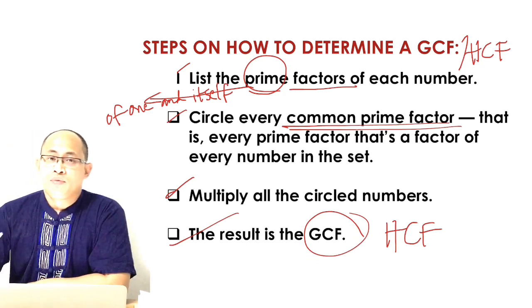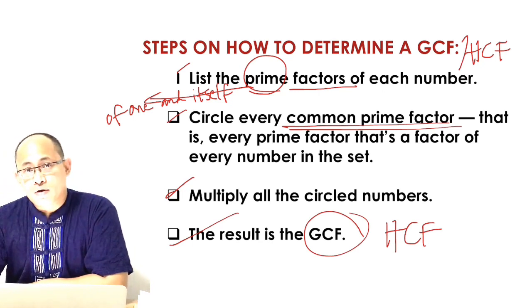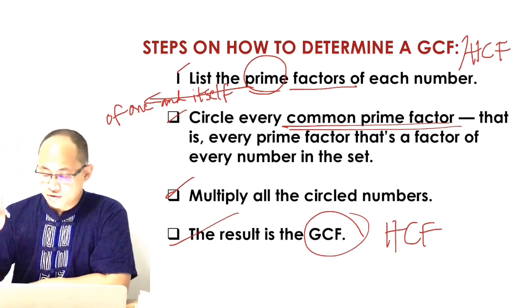That is how we determine the highest common or the greatest common factor. First, list all the prime factors of each number. Second, encircle the common numbers between the given numbers and multiply the common numbers, and the result will be your GCF.